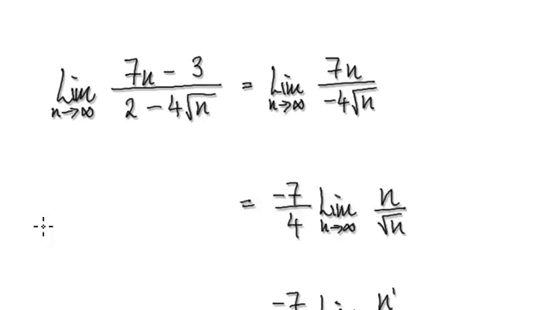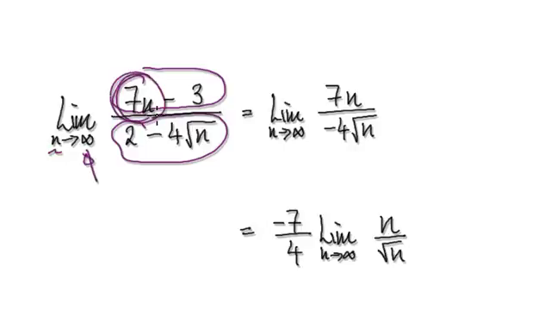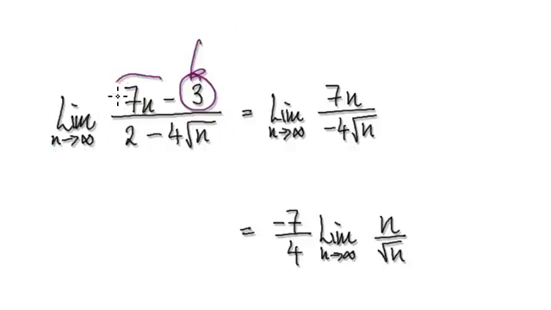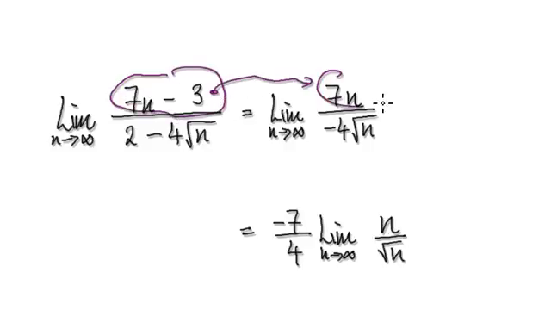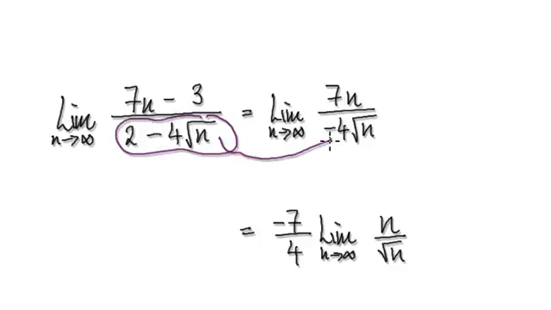Okay, so to do this, use the same reasoning. Here you've got one bubble divided by another bubble. As n tends to infinity, you're taking away a tiny amount, so you can consider this whole bubble here as being 7n. You've got a tiny amount being taken away from something that's very, very big, so you can forget about this tiny amount. It's just going to be a negative 4 times this.